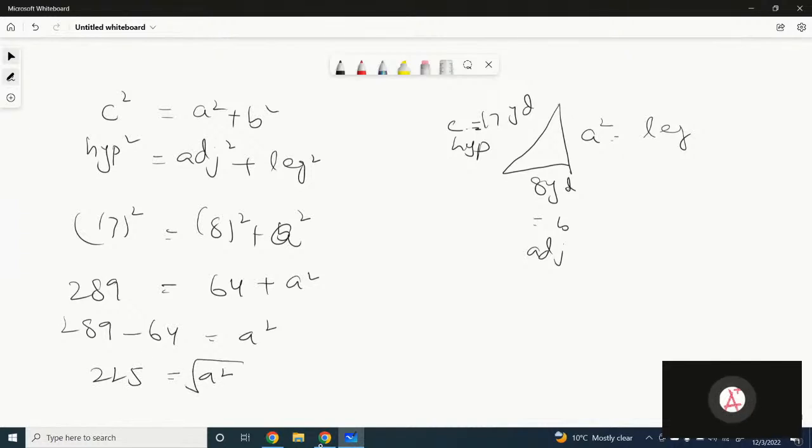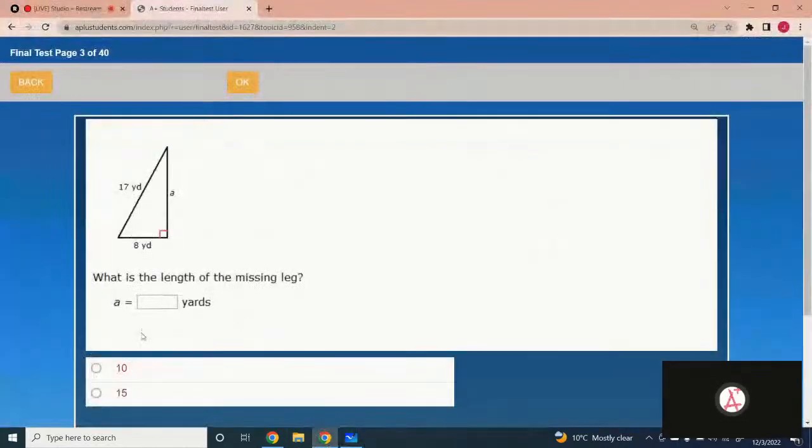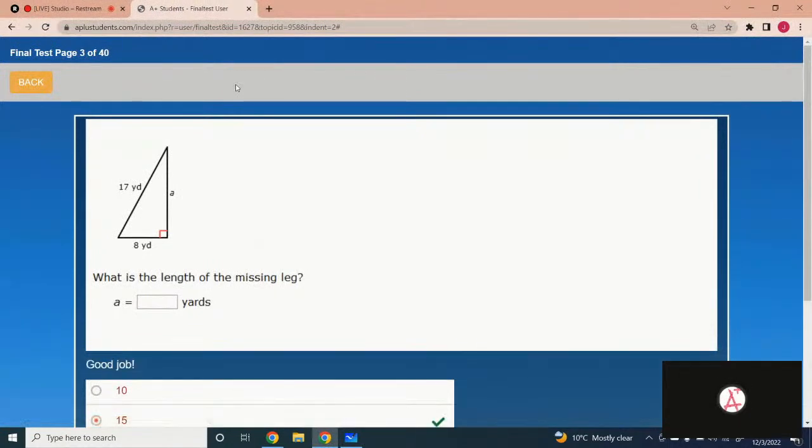Square root both sides. So 225 is the square of 15. That means the length of side A is 15. Got it? So it would be the 15. So just select the correct option, then click on the OK button. Got it, everyone?